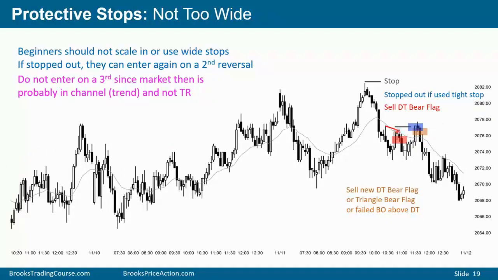If you get stopped out using a tight stop and the market reverses down again, you can always sell again. Another double top here or here. If you want, you can call it a triangle. 3 legs up, 1, pull back 2, pull back 3. Does not look like a triangle, but you can call it a triangle if you want. A horizontal trading range with 3 legs up.